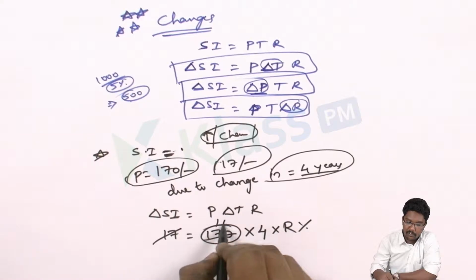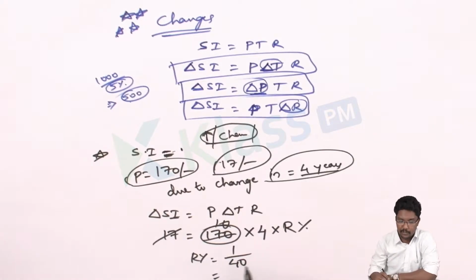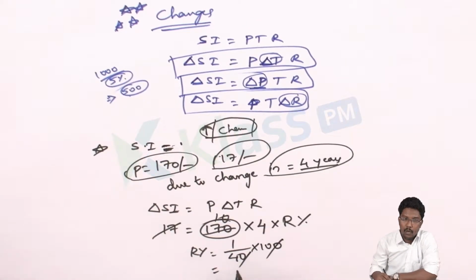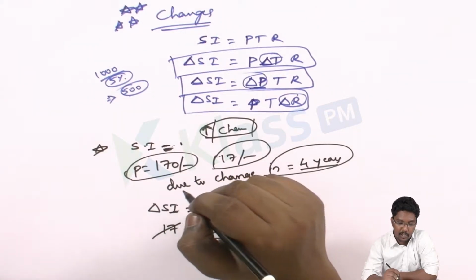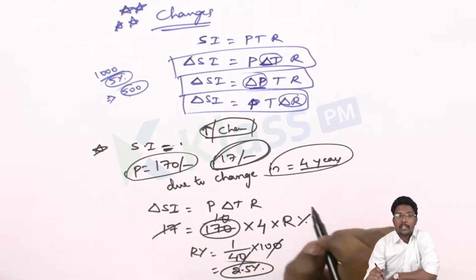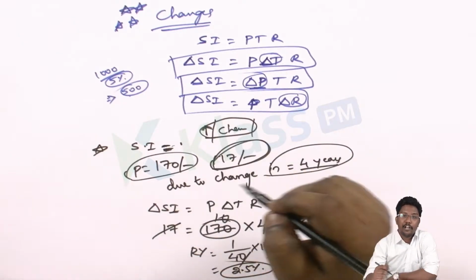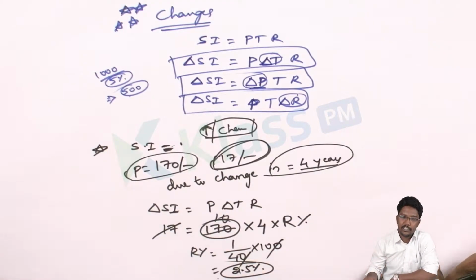So 17 ones are 17, 17 tens are 170. So rate of interest is equal to 1 by 4 into 10, that is 1 by 40. 1 by 10 means 10 percent, so 1 by 40 means 2.5 percent. So my rate of interest is 2.5 percent. So this 17 rupees is extra because of the change in the time period, calculated at a rate of 2.5 percent.